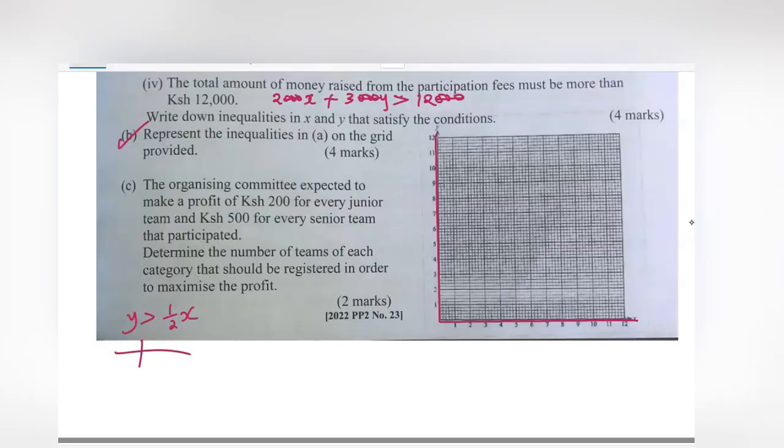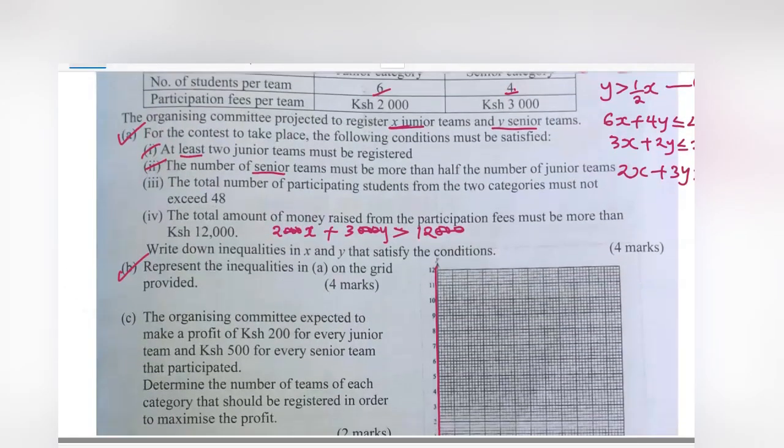We make a table having the values of x and y. If we assume the value of x is 0, then the value of y is going to be 0 too. If x is 2, then the value of y is half times 2, which is 1. If x is 4, then y is 2. If x is 6, the value of y will be 3. And if x is 8, then y is 4. These points are enough for us to draw that line and of course shade accordingly.